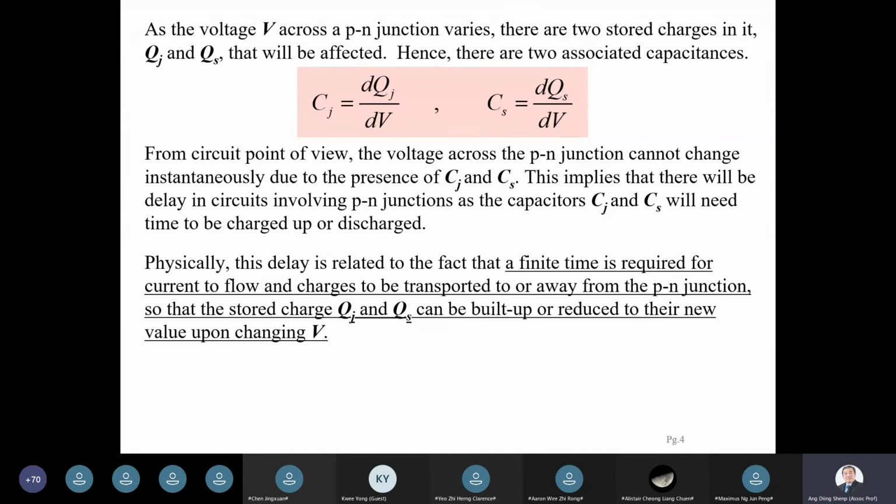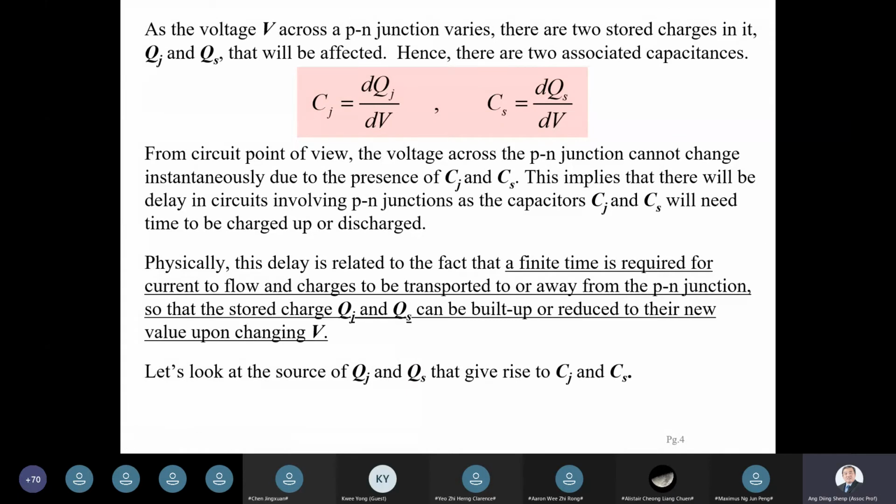Okay, yeah, this is what I've just mentioned. So this delay, the time that is needed to charge or discharge the capacitances in response to the change in the voltage, can be understood as the amount of time that is required for a displacement current to flow in order to change the amount of charges stored. Charges need to be transported away or to the PN junction to change the amount of charge stored at the PN junction.